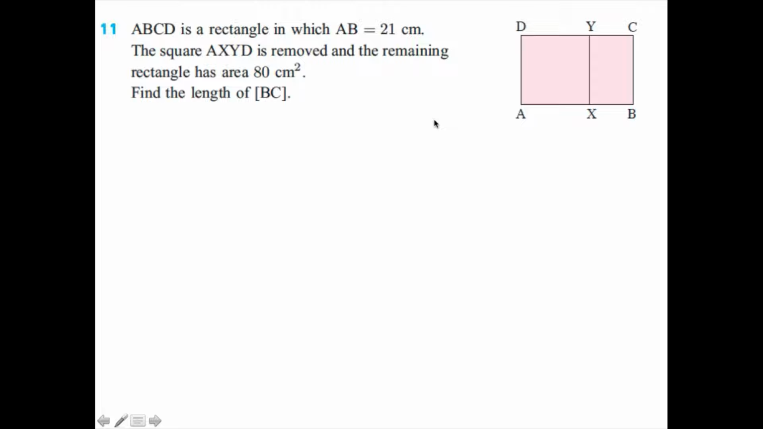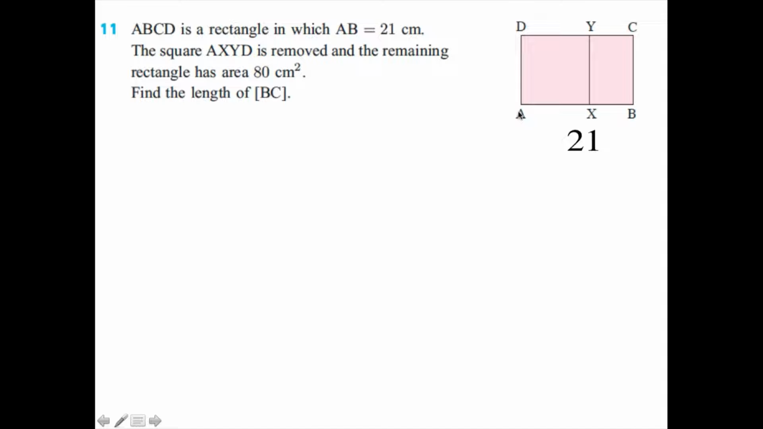Number 11, I like this problem a lot. It's good. ABCD is a rectangle. ABCD, yes, we can see it's a rectangle. In which AB is 21. Great, I labeled AB 21. The square AXYD. Now it's very important that they tell you that's a square. If you didn't know that this thing is a square, you could not solve this problem. But you do know it's a square. It says the square is removed, so imagine taking this thing and taking it away, and it says the remaining rectangle. So when you take this square away, the remaining rectangle is this one here, this leftover rectangle. It has an area of 80, it says.